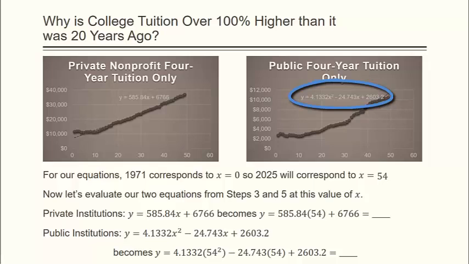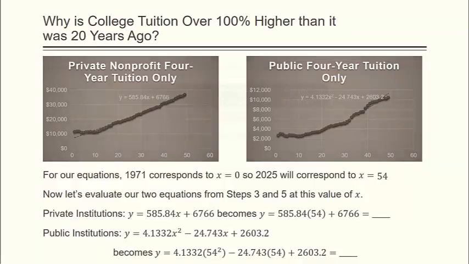There's our best fit polynomial, and we're going to replace the variable x with the number 54. A little more complicated, but not too bad. You can use your calculator or that Excel spreadsheet to compute what this value is going to be to give you your prediction for a student entering a public four-year institution in the year 2025.